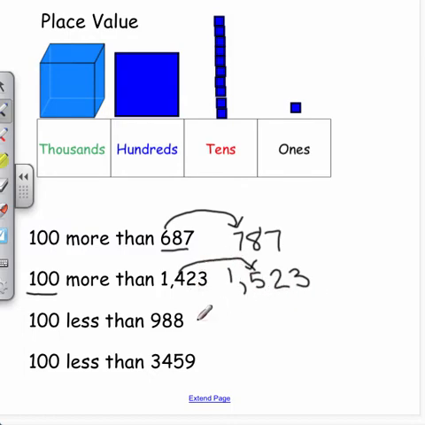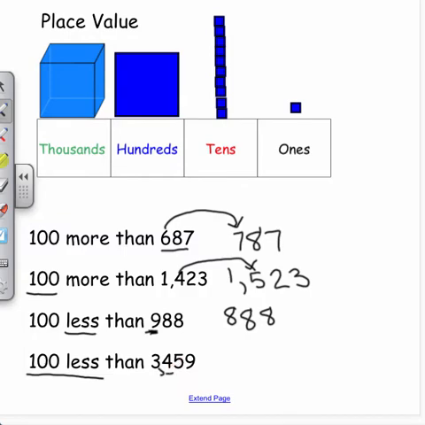Okay, this time we have 100 less. Less means I'm getting smaller. So I'm going to find that hundreds place. Here it is. And instead of going up 100, I'm going to go down 100. I have 100 less. So instead of 900s there, I have 800s there. And my tens and ones stay the same. So I have 888.